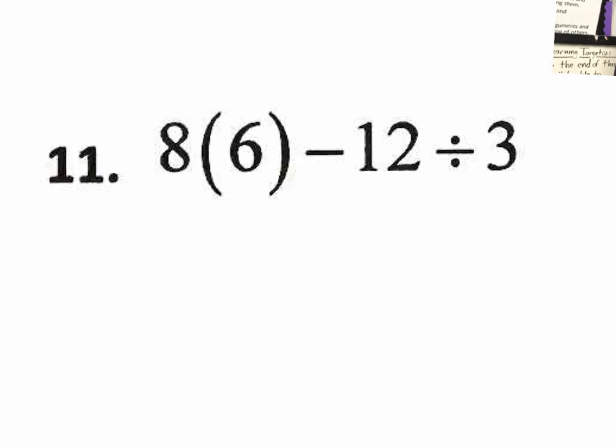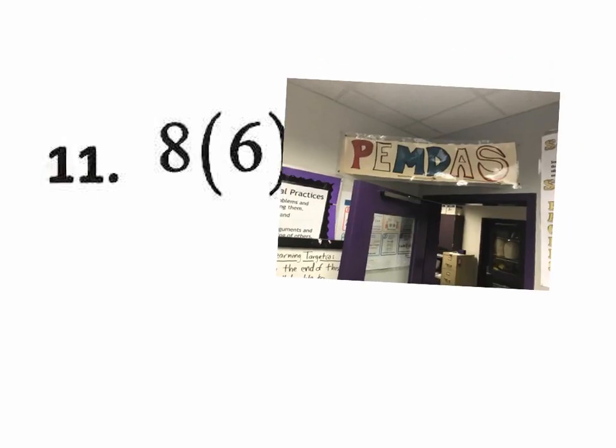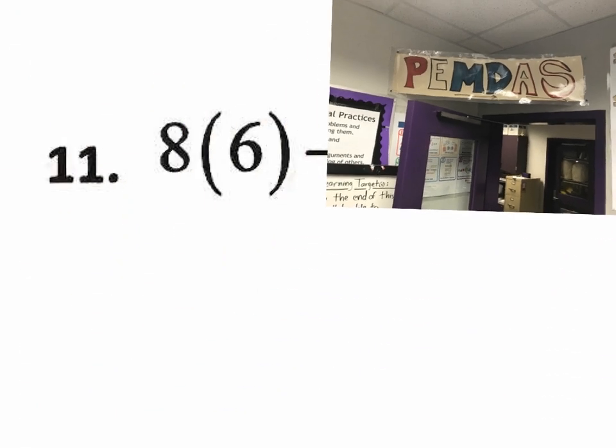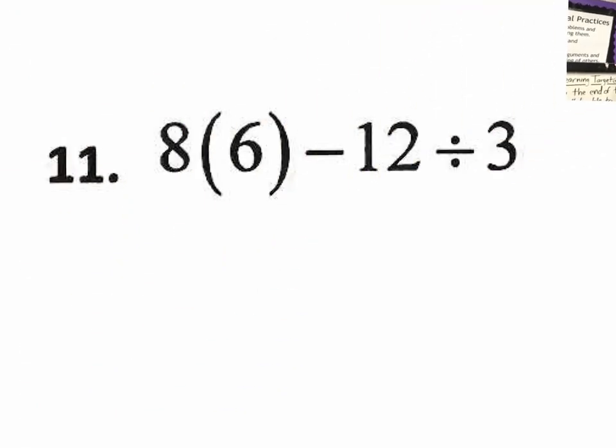Number 11. Okay, so we are faced with 3 operations here: multiplying, subtraction, and division. So obviously when we look at the PEMDAS, multiplication and division comes before subtraction. So we need to multiply and divide first, and of course from left to right. So from left to right, we do have multiplication here, so we're going to do that first. 8 times 6 is 48. And then we're going to divide next.